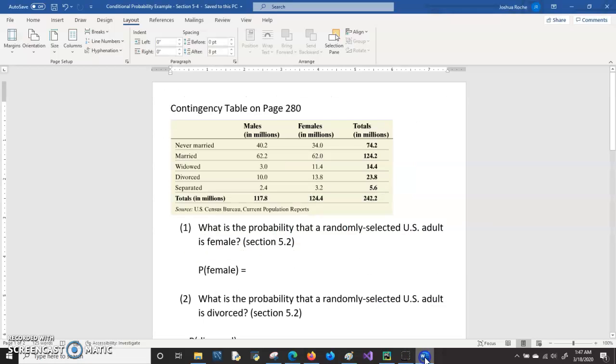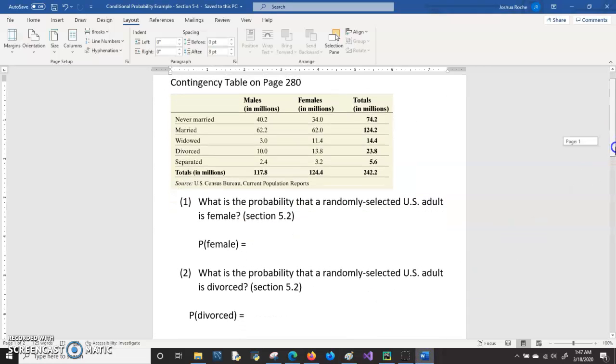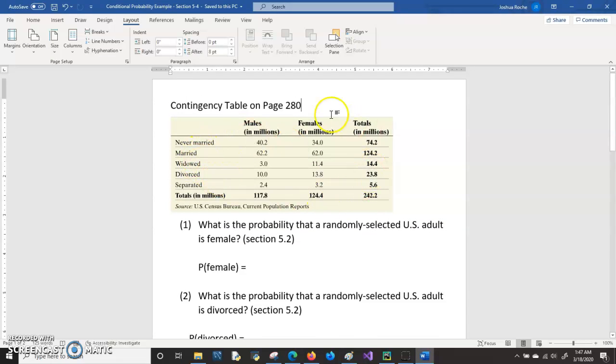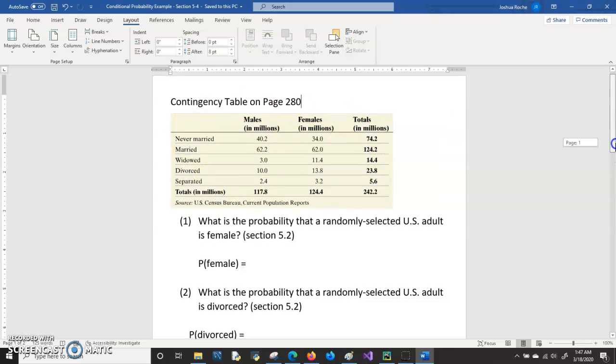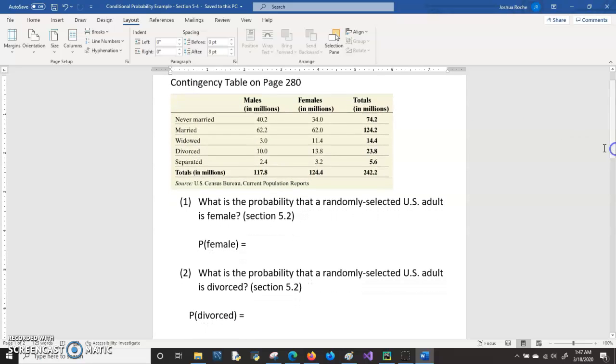I'm going to stay with the same example and just show a few other things we could answer with this table. And some of it is review from previous sections. For example, if it asked, what's the probability that a randomly selected U.S. adult is female? This is a question from section 5.2. So the chances that somebody would be female, we would look for the total of the female population, 124.4, divide by 242.2, the total of all the U.S. adults.